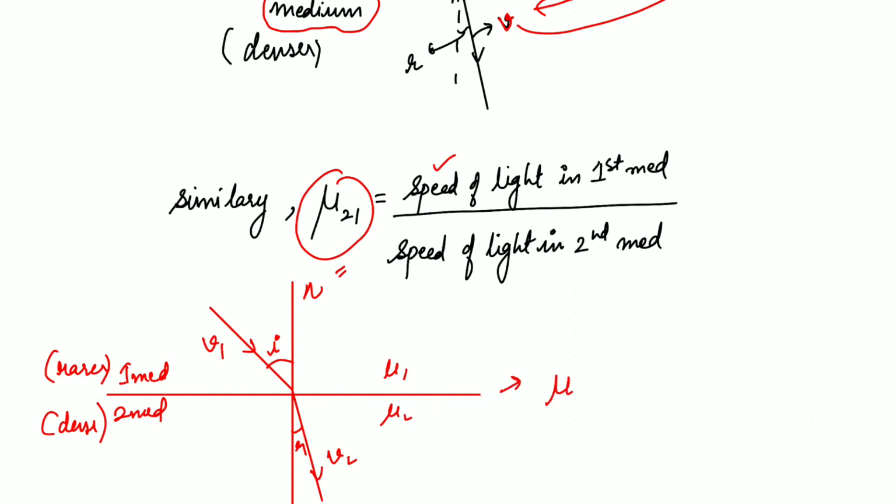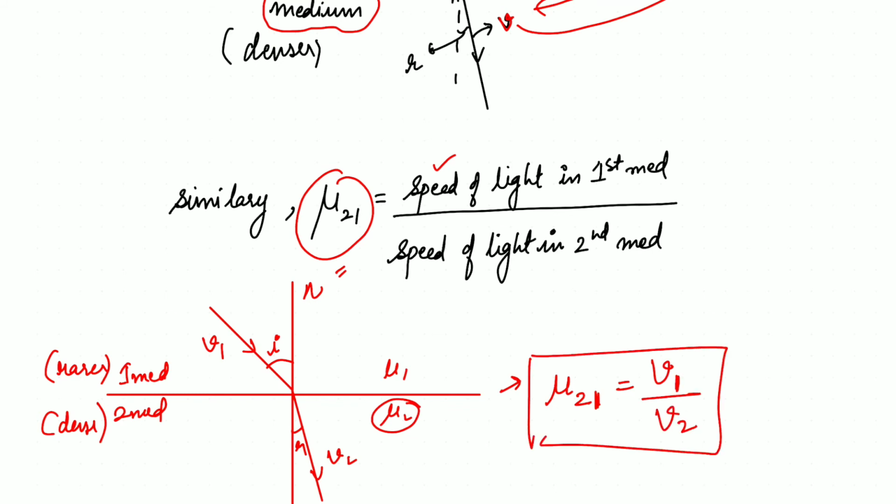So from this you can simply say the refractive index of the second medium, that is this one, with respect to your first medium, can also be written as the speed of light in your first medium upon the speed of light in your second medium. There is one more formula here. I hope you guys can understand that.